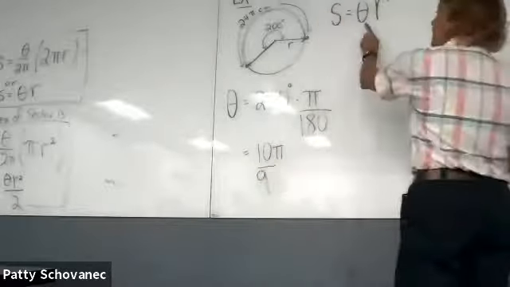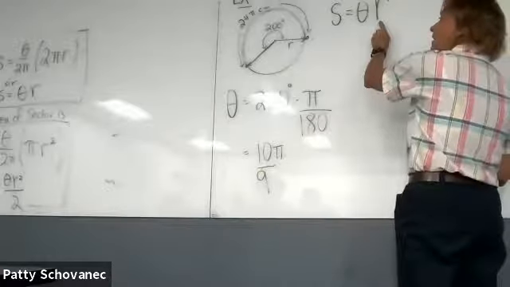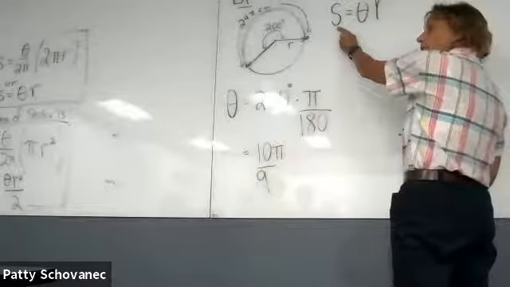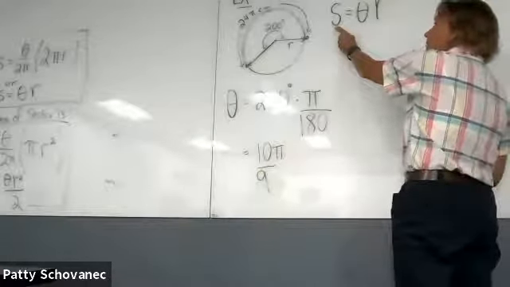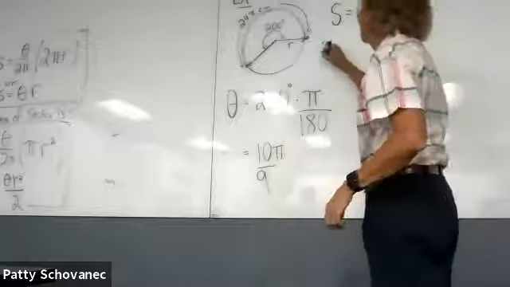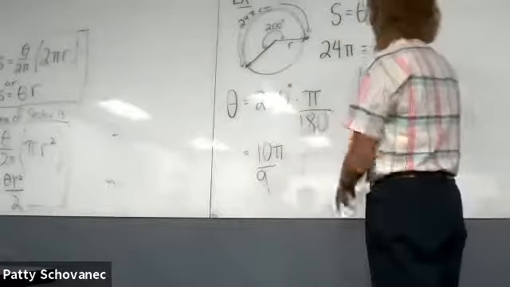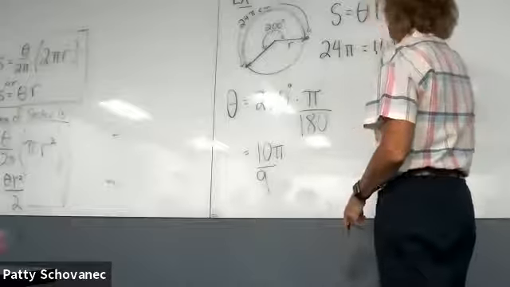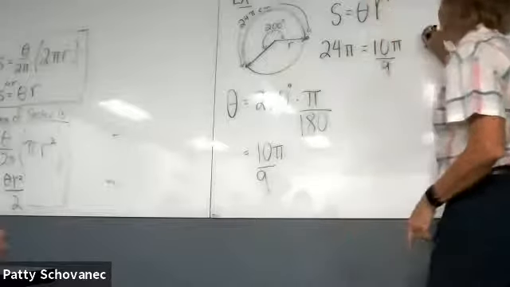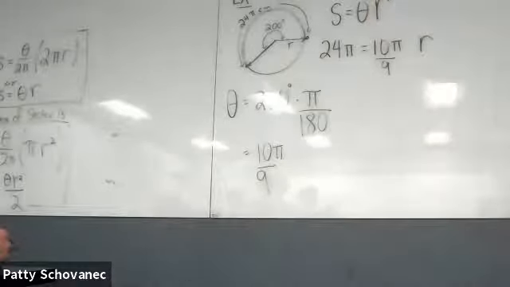So we know this number. We're looking for that number. So let's put our numbers where we know them. 24 pi on the left-hand side, 10 pi over 9 for theta. And we're solving this equation now for R.